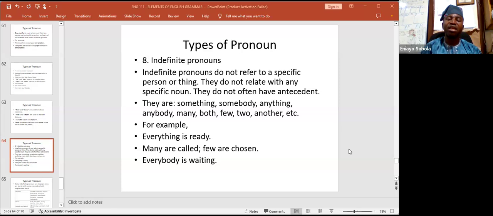For example, everything is ready. We don't know what everything is. The question is, what is everything? It does not make reference to a particular thing at all. Many are called, few are chosen. Who are those many? Who are the few? There is no antecedent, it does not make reference to anybody. Everybody is waiting. The question is, who is everybody? It does not make reference to a particular person.